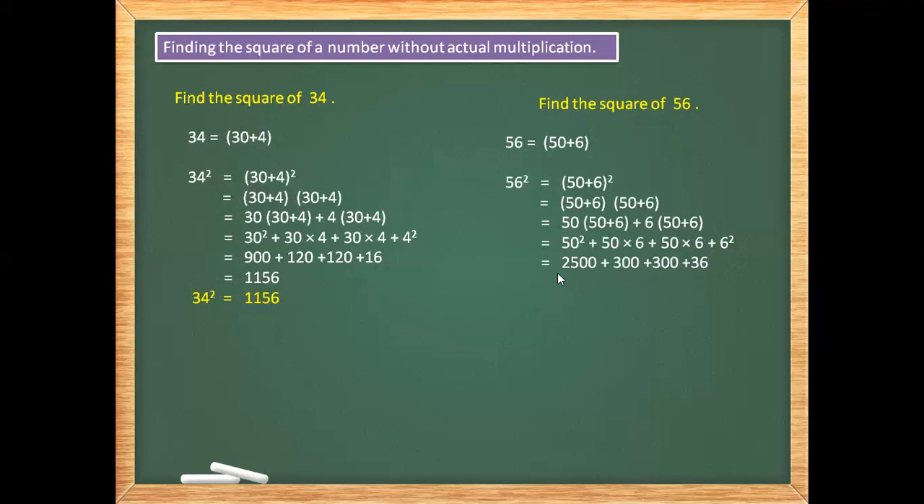Now add all these values. What will you get? You will get the answer as 3136. Therefore, the square of 56 is equal to 3136. Isn't it easy? Children, instead of doing multiplication, we can use this method to find the square of any particular number.